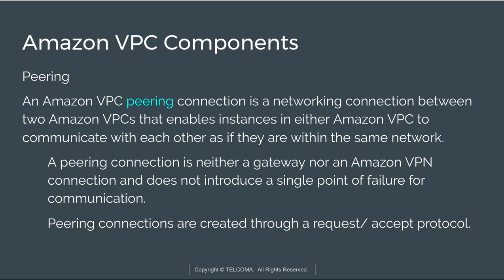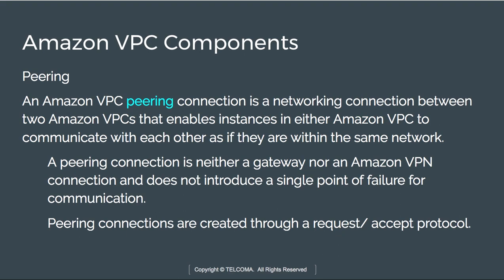A peering connection is neither a gateway nor a VPN connection, and it does not introduce a single point of failure for communication. These connections are created through a request and accept protocol. The owner of the requesting Amazon VPC sends a request to the owner of the second VPC, to whom we want to peer. That means if I am a virtual private cloud and I want to peer with another virtual private cloud, I will send a request to you.